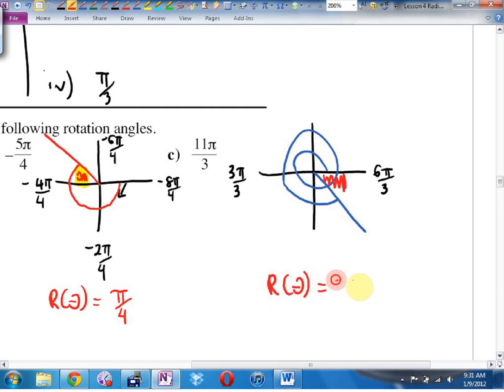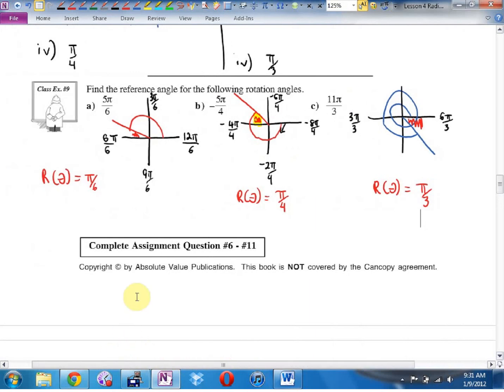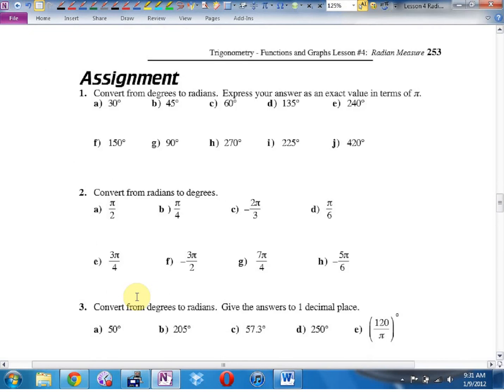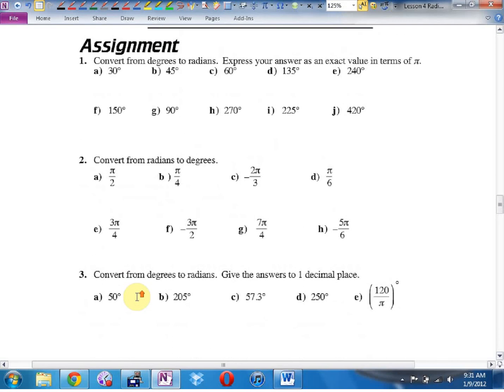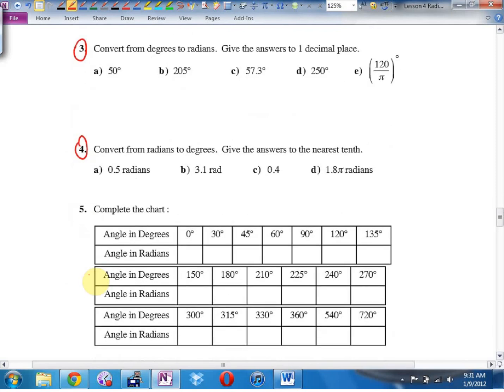Homework. One, two, 3, 4. I'll skip 5. 6, 7, 8, 9, 10, 11. So I think I skipped 5.